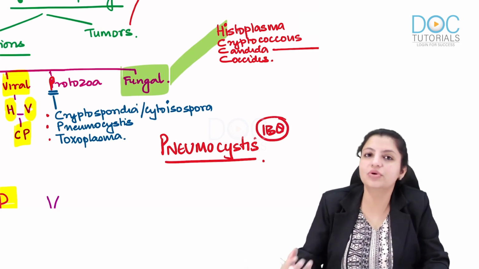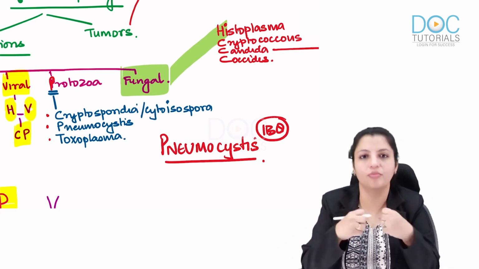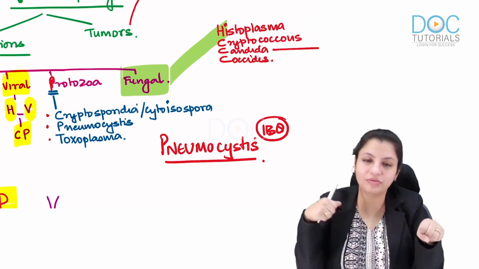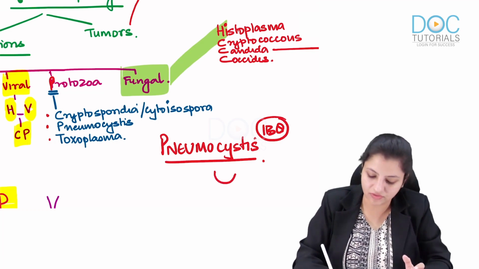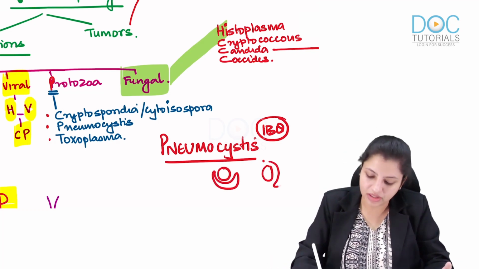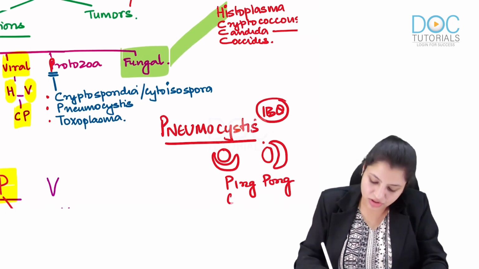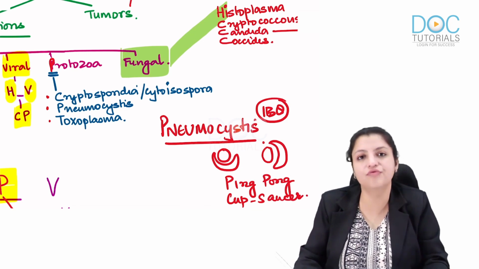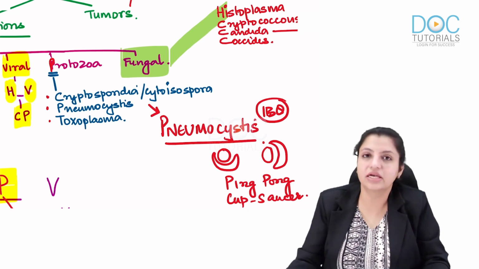In the lung you will typically see foamy exudates, and on your silver stain you will see a ping pong ball appearance. That is, these balls, these spores, will appear to bind into one another. So this is called ping pong, or cup and saucer appearance. So they will be something like this. This is what is typical of pneumocystis. So remember, if somebody gives you a ping pong ball or cup and saucer appearance, that is typical pneumocystis. And on histopathology H and E stain, you will see foamy exudates in the lung. So that's pneumocystis, again a very important image based question that can be asked to you.